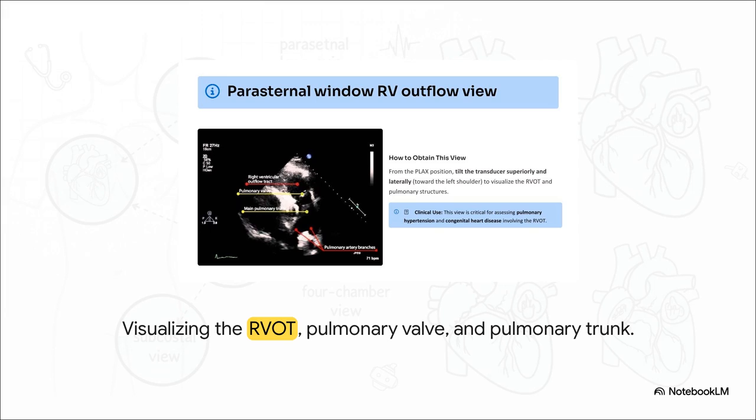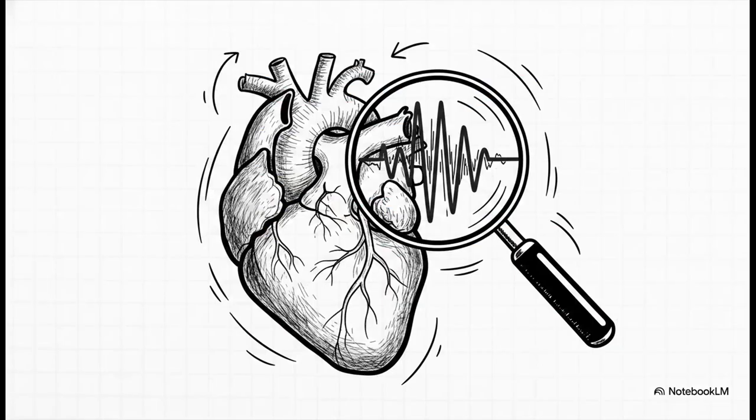Next, let's talk about the right ventricular outflow view. To get this one, you start from your standard parasternal long axis position. Then, you tilt the transducer superiorly and just slightly laterally toward the left shoulder. This angled sweep practically opens up the right ventricular outflow tract for you. It brings the pulmonary valve, the main pulmonary trunk, and the pulmonary artery branches into beautiful, crystal clear visualization right there on your monitor. Let's lock this in with a super high-yield clinical pearl.